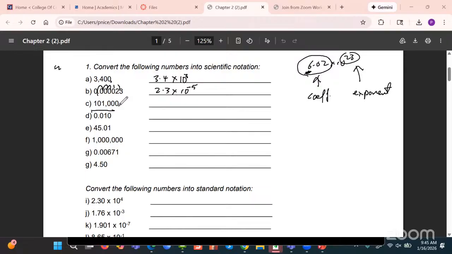Okay, so 1, 2, 3, 4, 5, right? What's going to be the coefficient in this case? 1.01 multiplied by 10 to the? Exactly, 10 to the 5. That's it. Okay, what about D? How would you convert 0.010 to scientific notation?